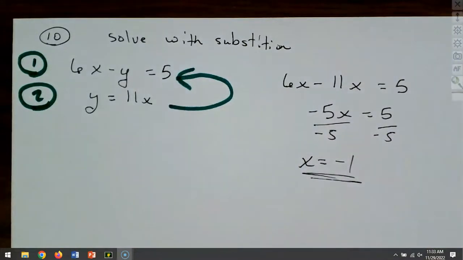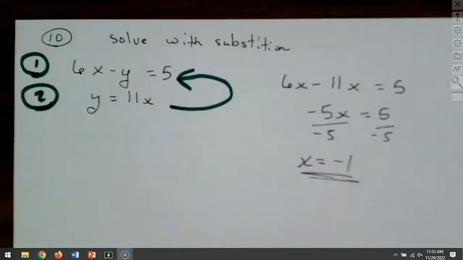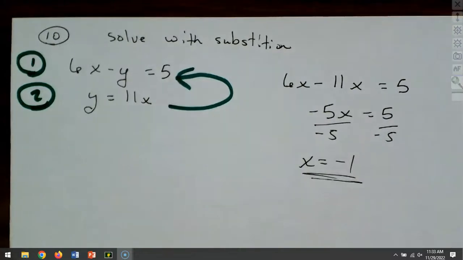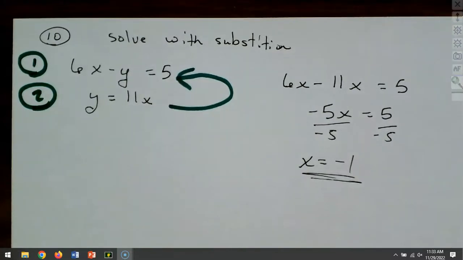What do we now do? We need to take that negative 1. We need to plug it in somewhere. Wait, yeah. Everything looks right there. Make sure. Oh, wait, did I miss a sign here? Let me make sure I didn't miss a sign. No, I was right. Yep. Sorry about that. Just looking at the wrong answer. It should be negative 1, which is what we got.